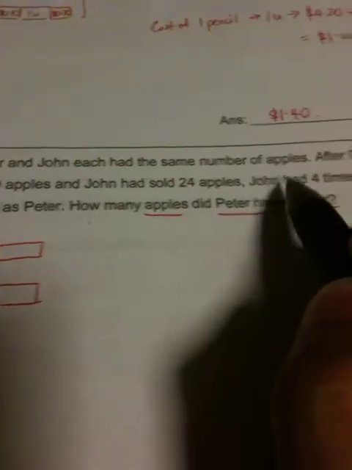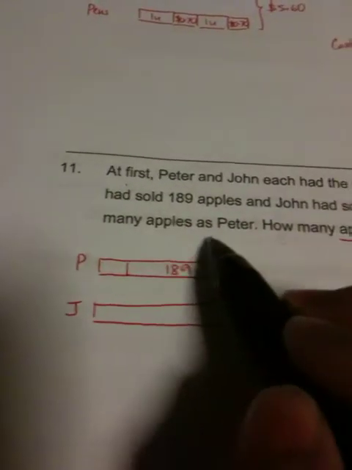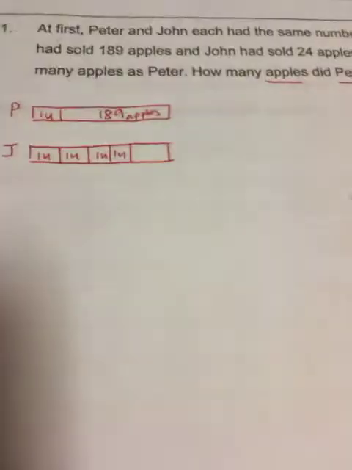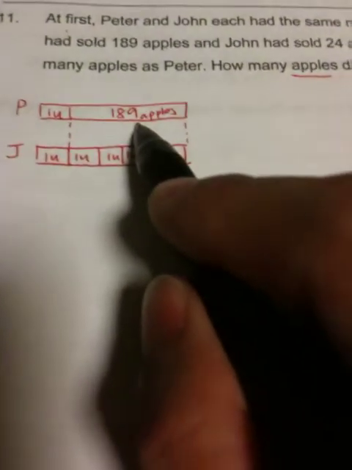So assuming that this is the 189 apples that Peter has sold away and John sold 24 apples, John had 4 times as many apples as Peter after selling. So in this case, if Peter has 1 unit after selling 189 apples, John will be 4 times of that. And he sold 24 apples. Now remembering that this 1 unit and this 1 are the same, it goes to show that this part here is also the same. In this case, 3 units plus 24 apples would be equal to 189 apples.